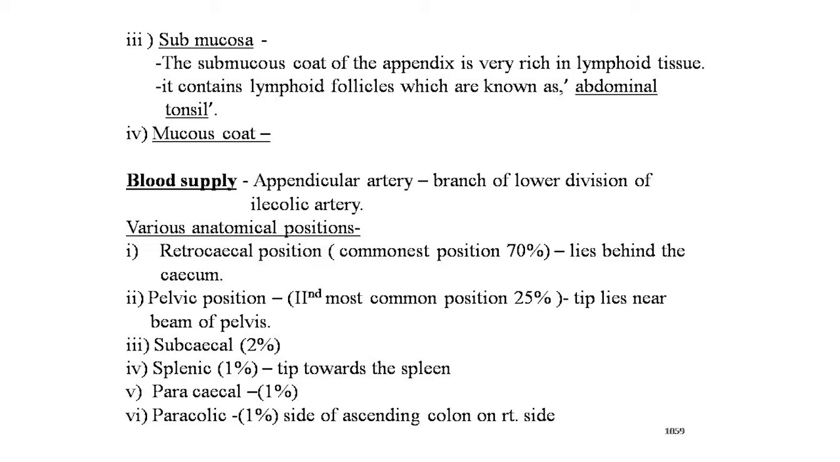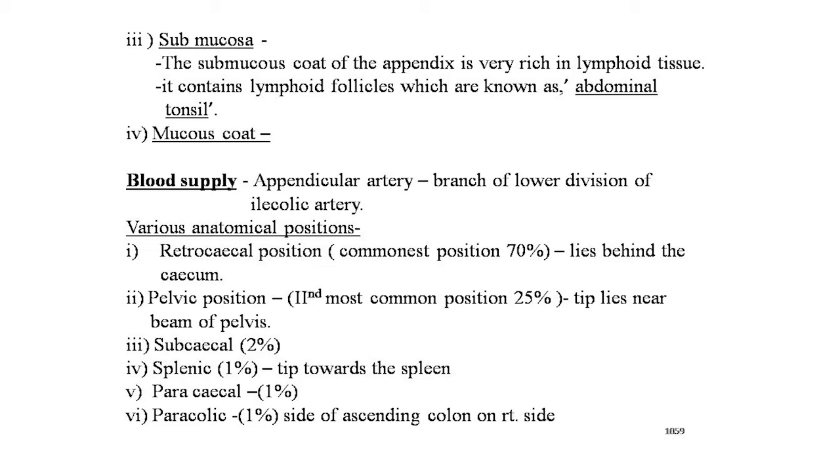Now the blood supply of the appendix: it is supplied by the appendicular artery, and the appendicular artery is a branch of the lower division of the ileocolic artery. Now the various anatomical positions of the appendix are as we see in the animated images. First is the retrocecal position, which is the commonest position, contributing 70%, and lies behind the cecum. Pelvic position is the second most common, contributing 25%. The tip lies near the brim of the pelvis.